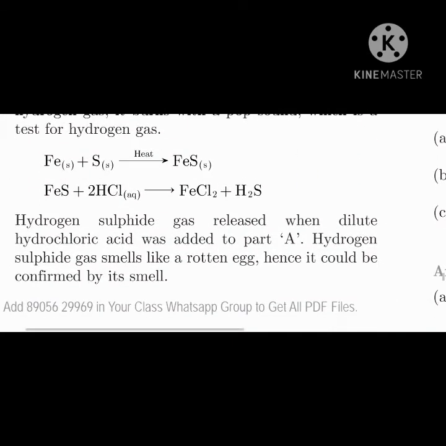Fine. So next reaction, Fe, that is iron, reacting with sulfur in the presence of heat, gives iron sulfide. So iron sulfide is further allowed to react with hydrochloric acid, it gives iron chloride or ferrous chloride, okay, plus hydrogen sulfide. So hydrogen sulfide is a gas that is going to be released. So when dilute hydrochloric acid was added to part A, hydrogen sulfide gas smells like a rotten egg. So it smells like a rotten egg. Hence, it could be confirmed by its smell. By knowing the smell, you can guess which gas that is.